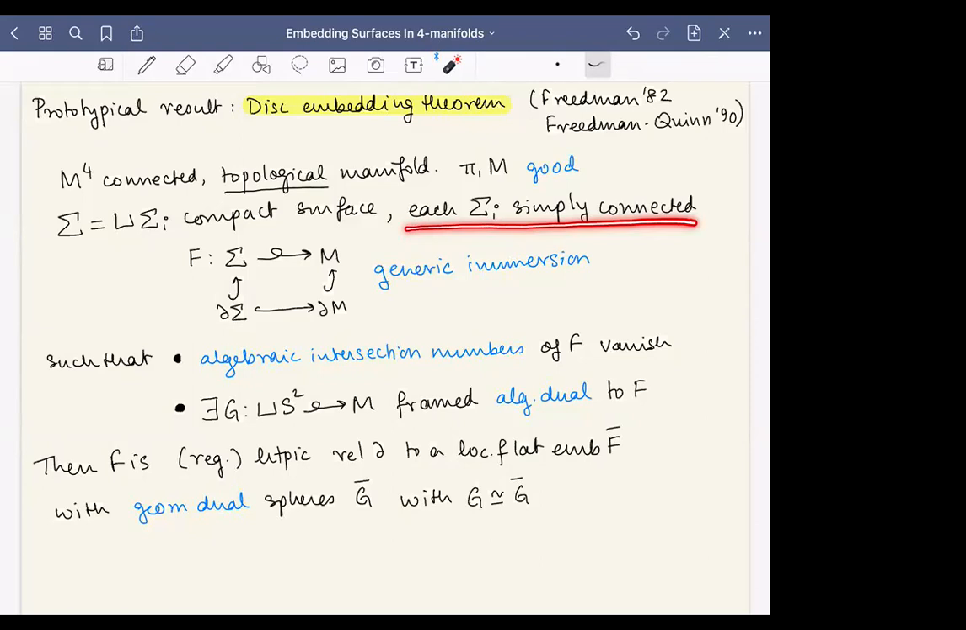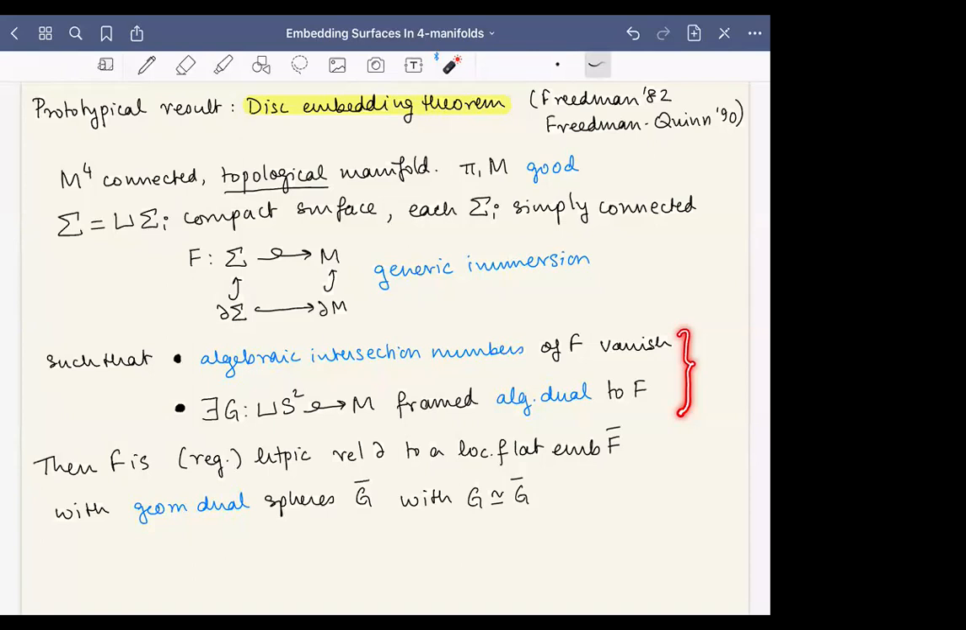So I have a generic immersion. So you think of it as an immersion, if you like, with isolated double points in the smooth category. And I have these algebraic conditions. The first condition is that algebraically, this map F should look like it's disjoint. And I'll talk about these terms in a second as well. And then I need for my map to also have these algebraically dual spheres. These are this map G, big G here. And then this result of Friedman and Quinn says that in this situation with this vanishing of these algebraic conditions, you can regularly homotope your map F to be a locally flat embedding.